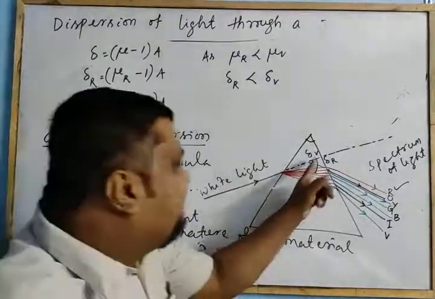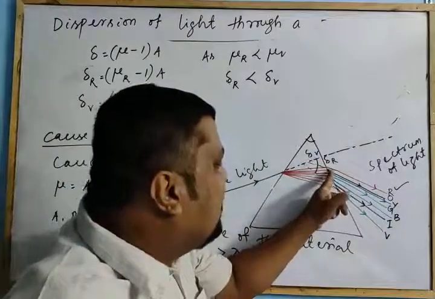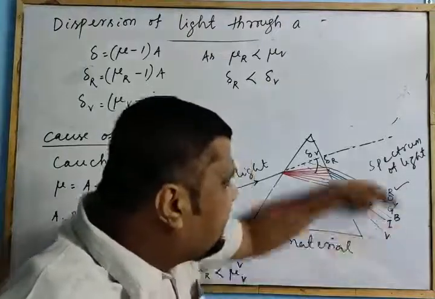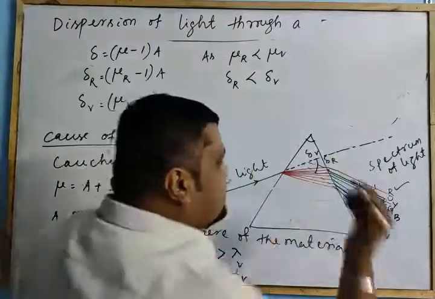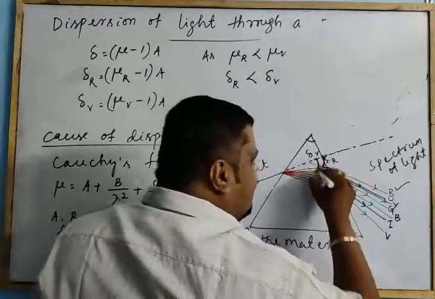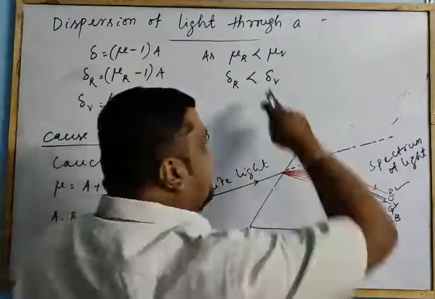So with different angles of deviation, red light is at the top and violet is at the bottom. They deviate like that. For red light, this is the angle of deviation. For violet color, this is the angle of deviation. You are getting different deviations.